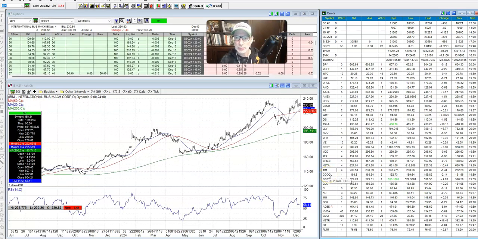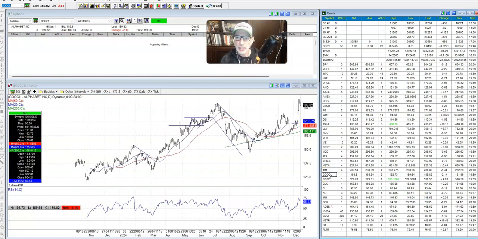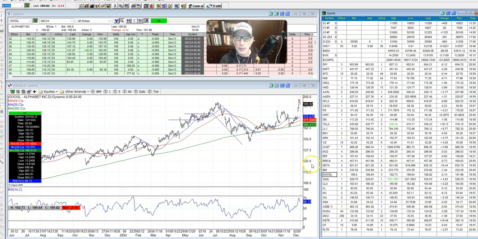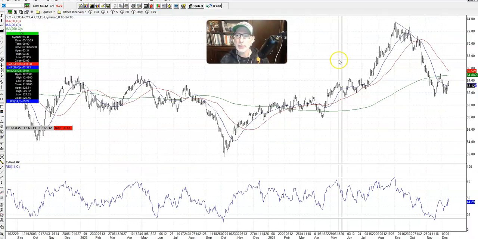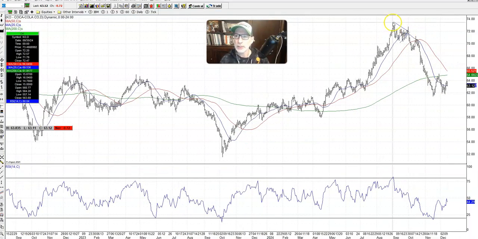IBM, looking pretty good, trading near all-time highs. Google, doing well also. What else? Let me show you. Coca-Cola, great company, but just on the sell-off here. Here is that congestion pattern as well, but this one went to the downside. Actually, it's fallen pretty good.